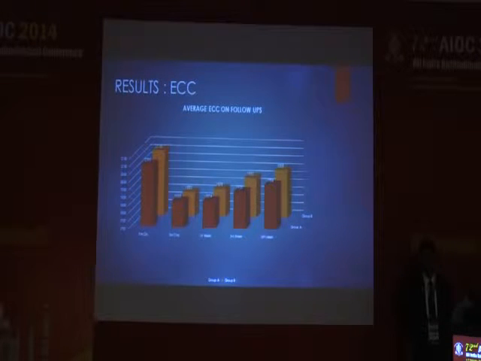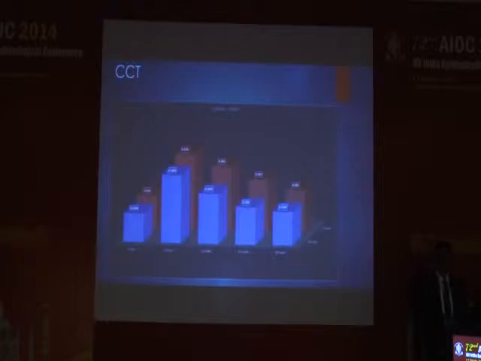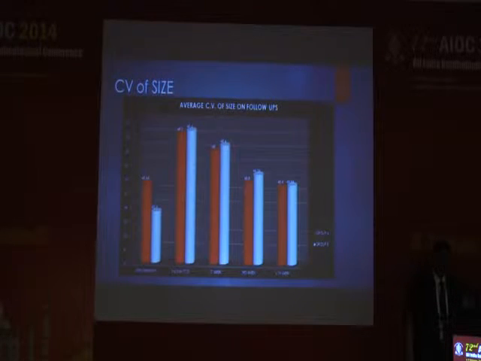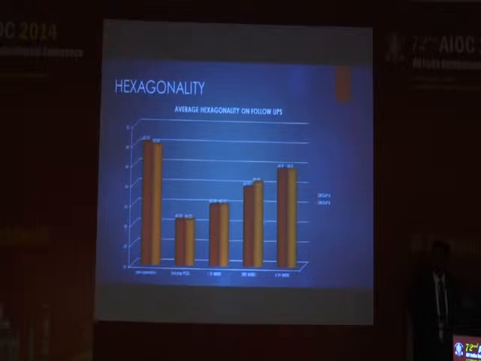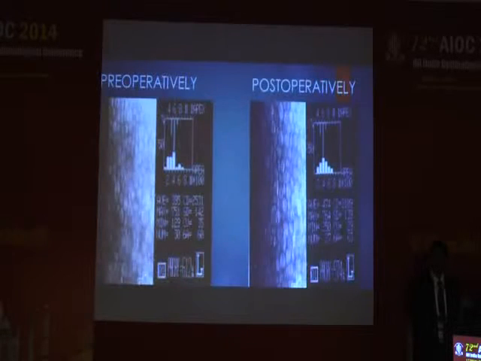This is a graph showing endothelial cell count of both groups preoperatively and postoperatively. As shown, there are no significant changes in the moxifloxacin group as compared to the control group. This is a graph of the central corneal thickness of both groups preoperatively and postoperatively, with no significant changes in the moxifloxacin group. This is the graph showing CV of size of both groups with no significant changes in the moxifloxacin group, and this is a graph of the hexagonality, again showing no significant changes in the moxifloxacin group.